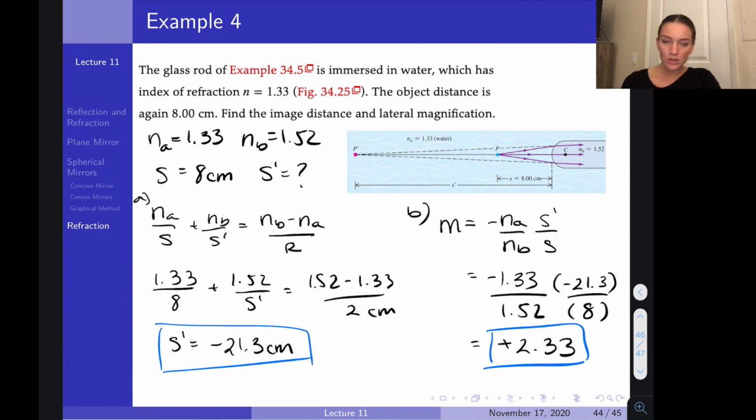Okay, so again here, this wasn't too bad. Just the confusing thing is, again, keeping track of all your signs and making sure that you have the correct sign convention.